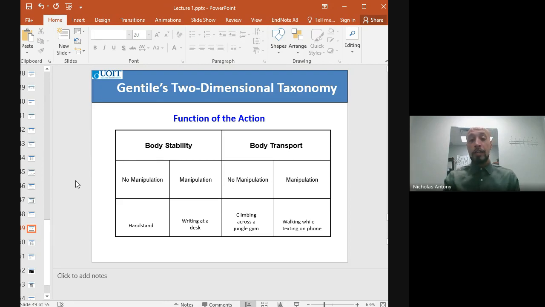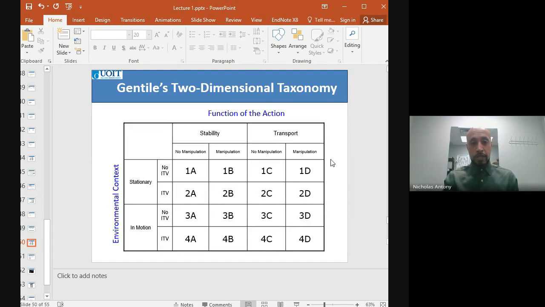So all in all, what that gives us is this taxonomy. We have the y-axis as the environmental context, whether the regulatory conditions in the environment are not moving or moving, and whether with each repetition there's intertrial variability. And then the function of the action, or the x-axis, is looking at whether or not the body is moving, so stability versus transport, and then in each case, whether or not we're manipulating an object.